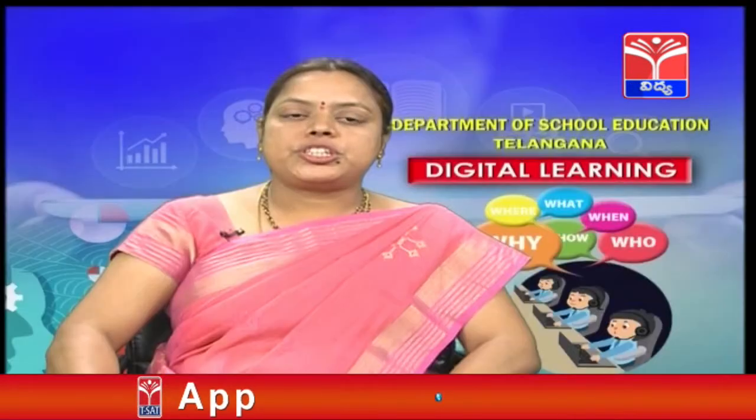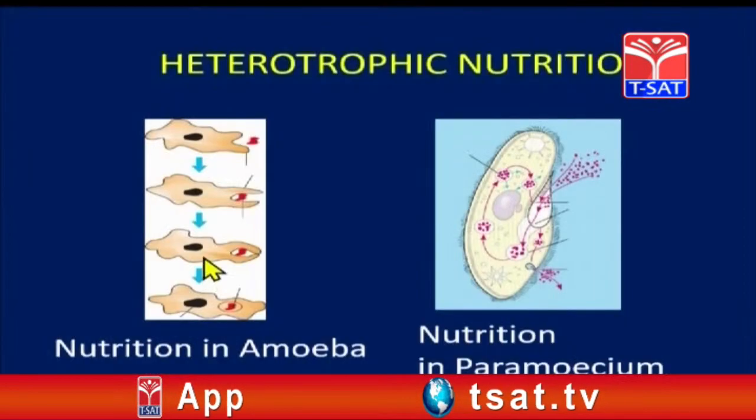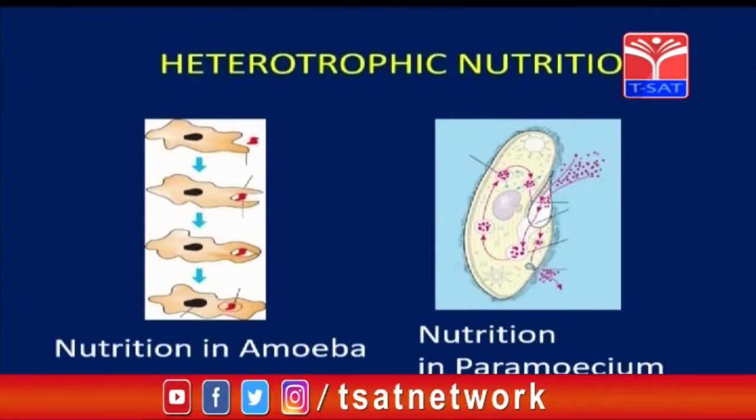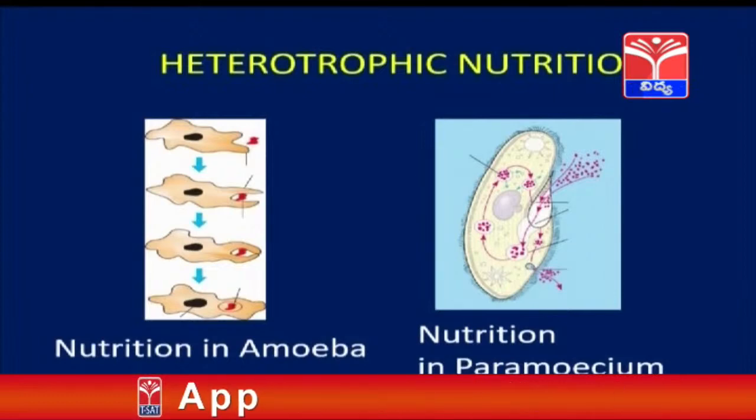So, nutrition in amoeba is a very simple process, as it is a unicellular organism, and the food is digested inside the body by simple breaking of the complex substances into simple substances, and the nutrients are absorbed by the process of diffusion.